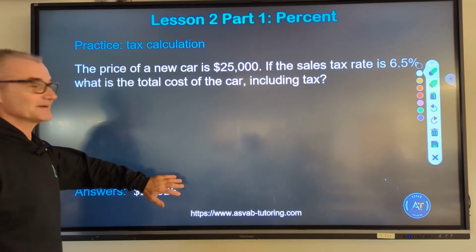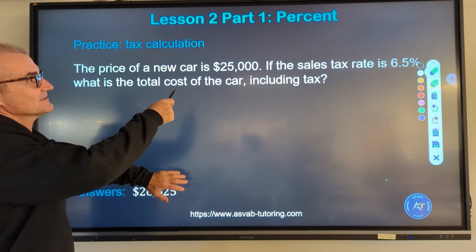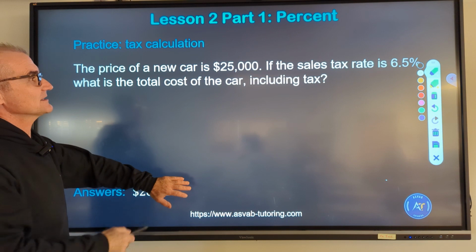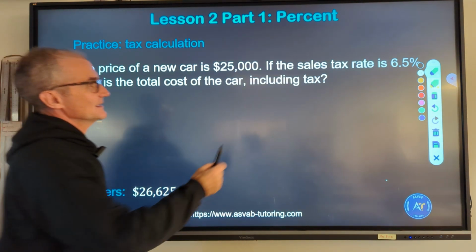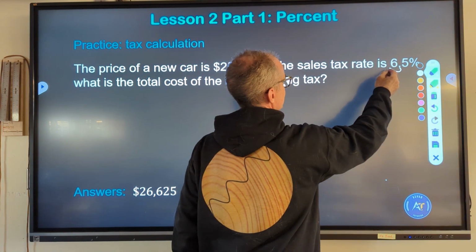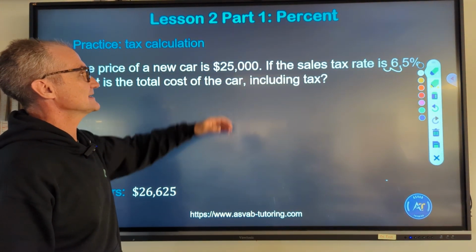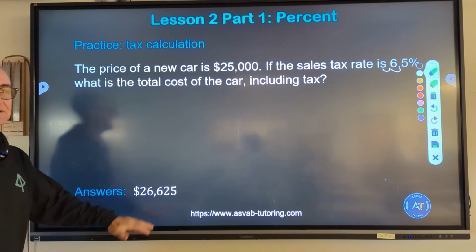All right, pause the video right here and do this problem. Price of a new car is $25,000 and sales tax rate is 6.5%. What's the total cost of the car? Pause the video and get it done. And then you're going to move this over 1, 2 to get 0.065 times that 25,000. Add that tax amount to the 25,000 to get $26,625.